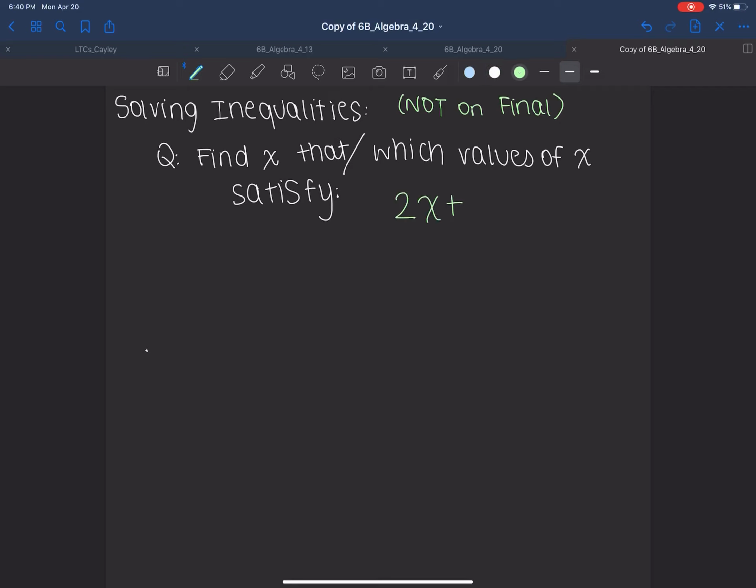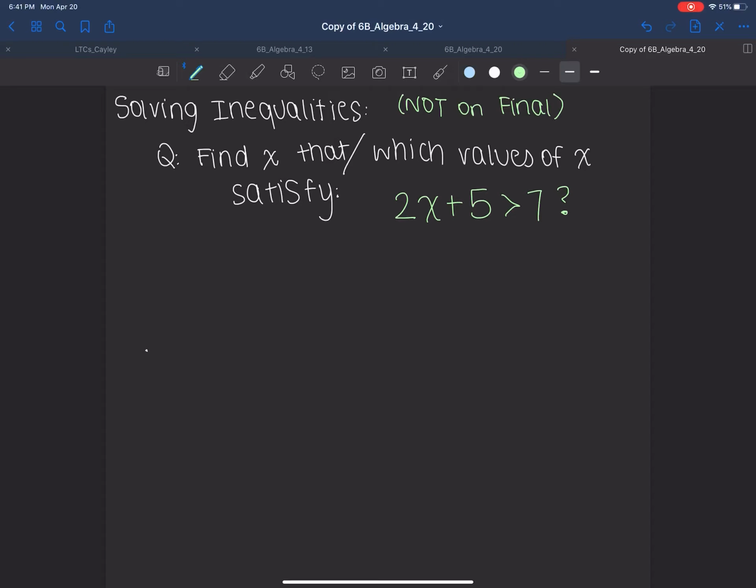Let's say I want to know x is such that 2x plus 5 is greater than 7. Well, one thing I can do is kind of guess and check. So maybe I'll guess x equals 0, because why not? Let's start there. I have 2 times 0 plus 5. Oops, that's 5. That's not bigger than 7. So 0 doesn't work.